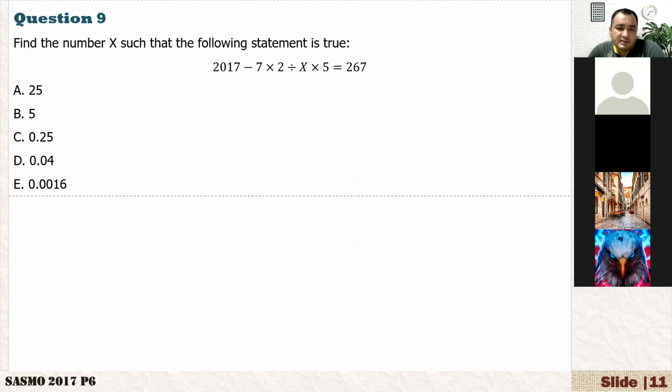Find the number x such that the following statement is true. Statement means, what is it? A simple algebraic equation. Okay, I will give you 1 minute and 45 seconds. Time starts now.